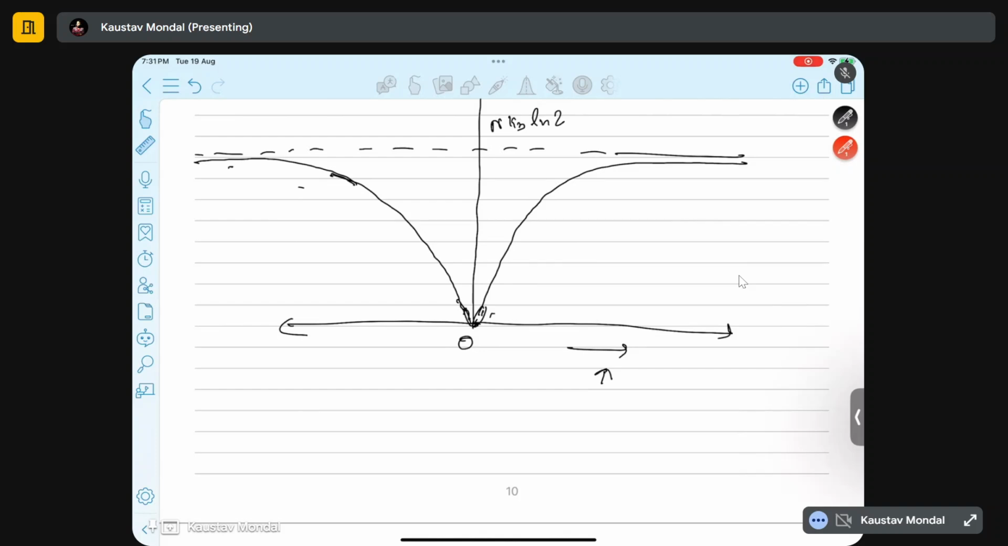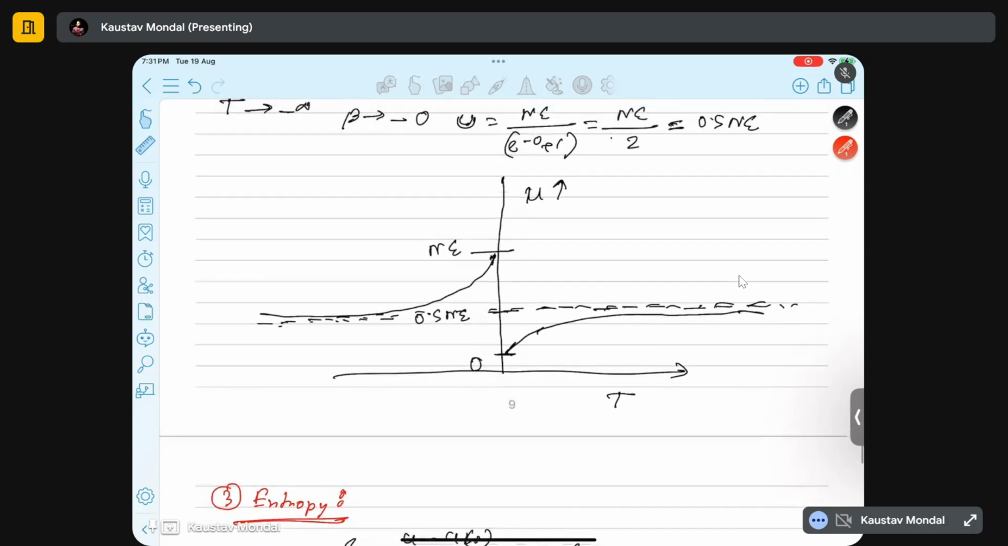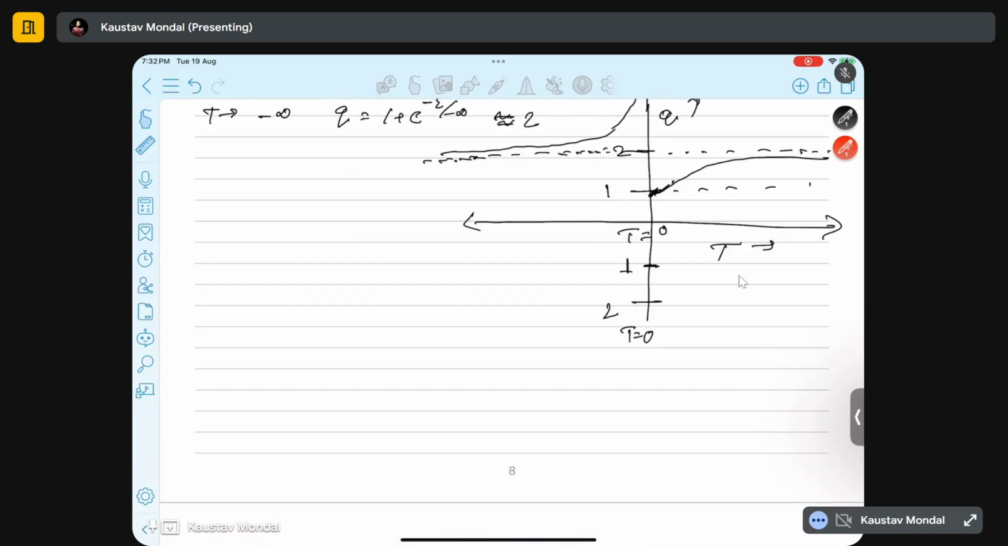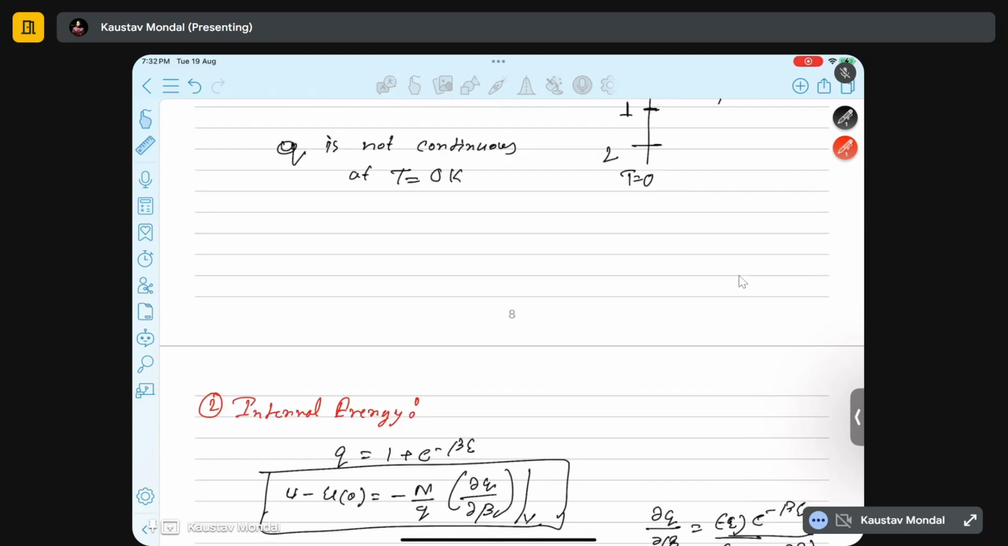So the thing is, S is continuous at T equal to 0, which is not the case for the internal energy. Okay, U is not continuous at T equal to 0. Similarly, here also the partition function Q is not continuous at T equal to 0. Okay.